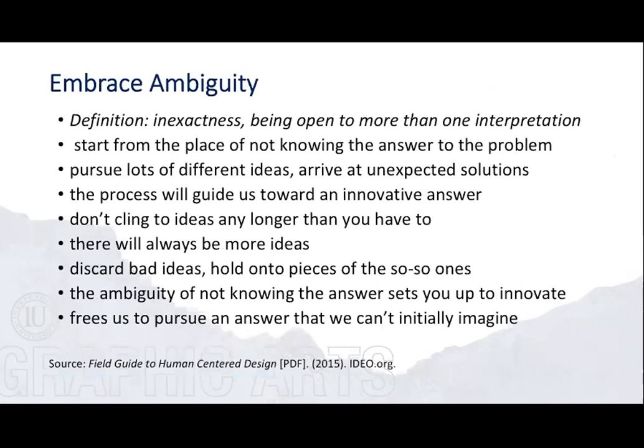Embrace ambiguity. So definition and exactness, being open to more than just one interpretation. Start from the place of not knowing the answer to the problem. Pursue lots of different ideas. Arrive at unexpected solutions. It's almost like a mind map. You start with one idea and then you branch off into all these other ideas. The process will guide us towards an innovative answer. Don't cling to ideas any longer than you have to. If you're stuck, you go on to the next. There will always be more ideas. Discard bad ones. Hold on to pieces of the so-so ones. You might come up with some crazy ideas, and those crazy ideas might be some of the best ideas. So it's all about brainstorming.